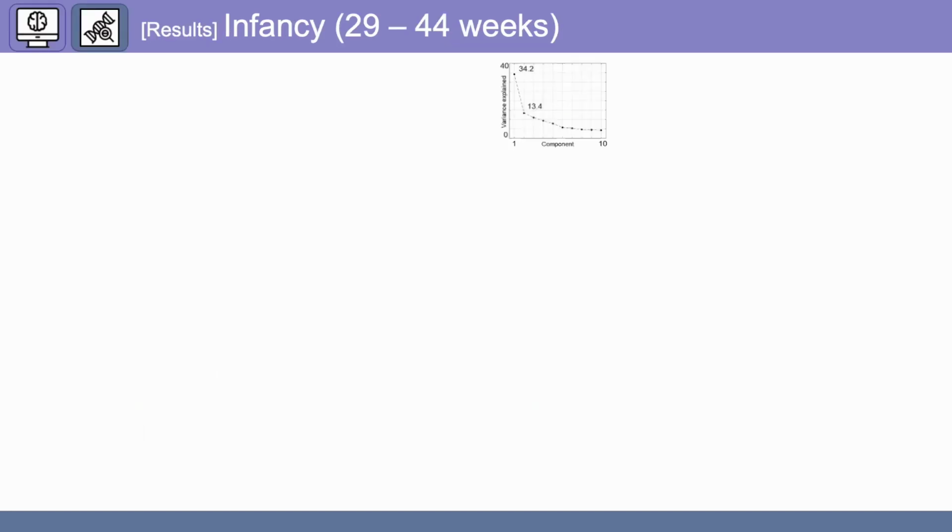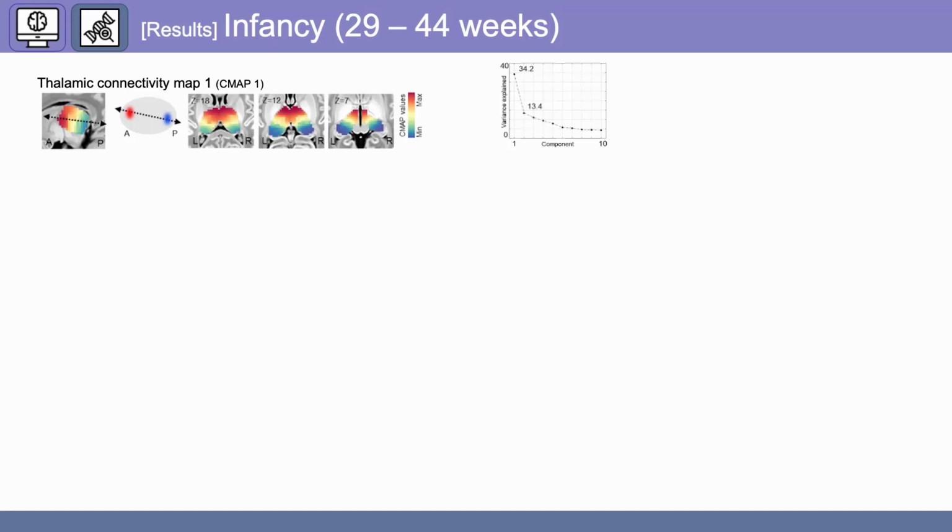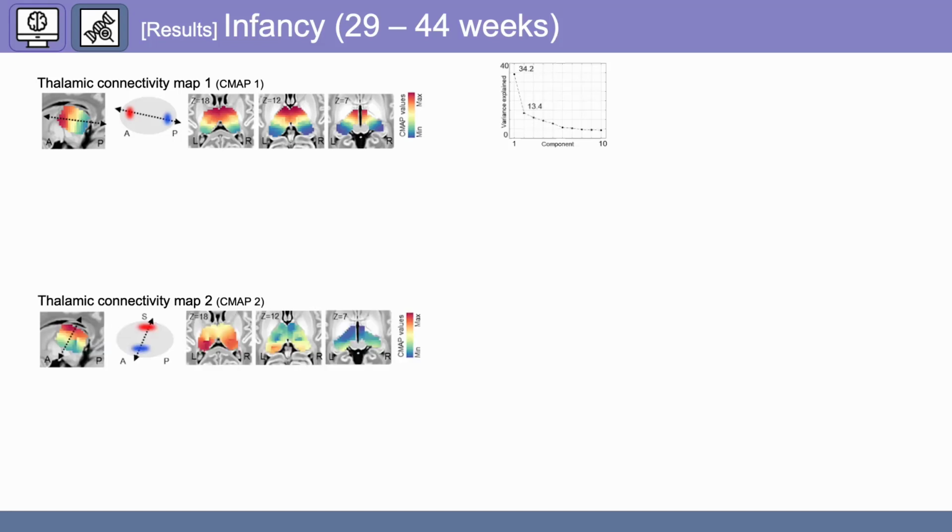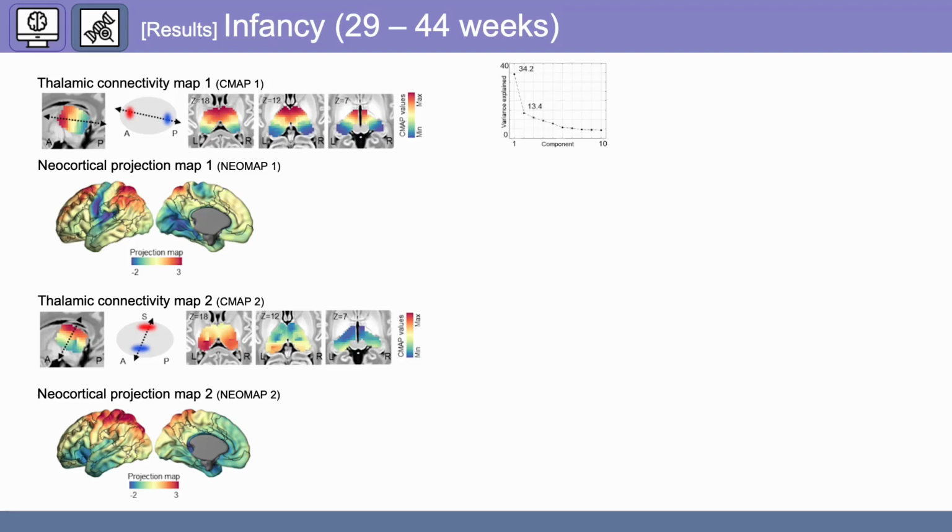So going on to the results, during infancy, the first thalamic connectivity map, or CMAP, showed an anterior to posterior gradient, while the second one showed a superior to inferior gradient. And these are the neocortical projection maps, or neomaps, of the thalamic connectivity gradients.